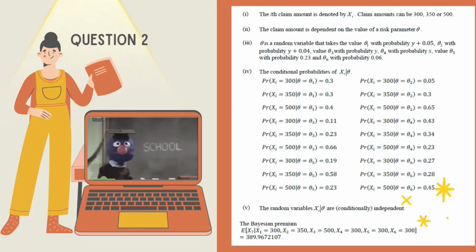Next, the conditional probability of x given theta is given, which we will transform into a pie chart for better understanding. The fifth point: the random variables x given theta are conditionally independent. The Bayesian premium given is 389.9672107, which is the expected value of x7 given x1 equals 300, x2 equals 350, x3 equals 500, x4 equals 300, x5 equals 300, and x6 equals 300.